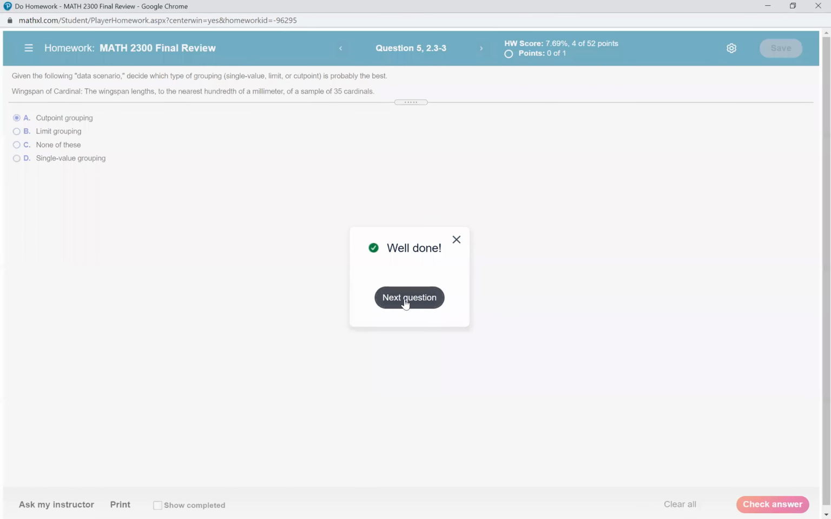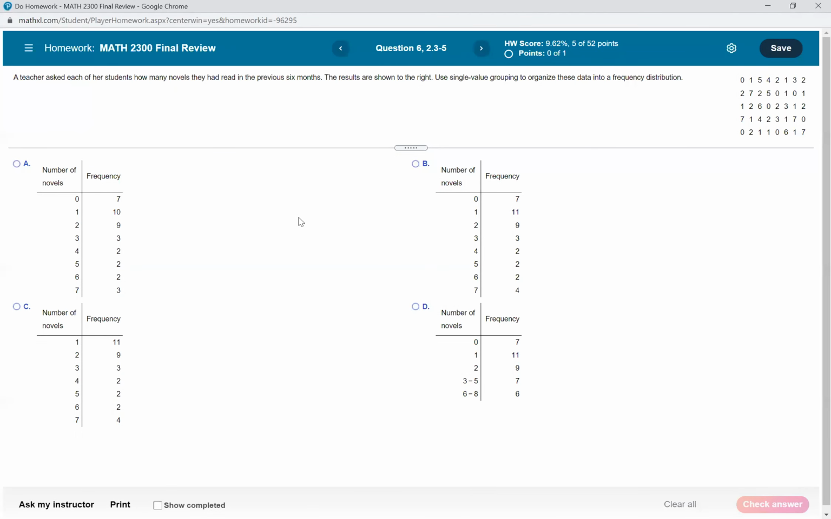This is cut point grouping. Our teacher asked her students how many novels they have read in the previous 6 months. The results are shown on the right. So we have the data, right? Now we need to construct the frequency table.